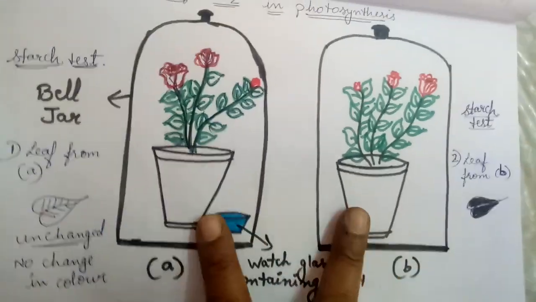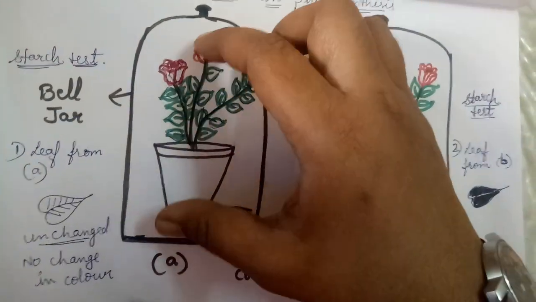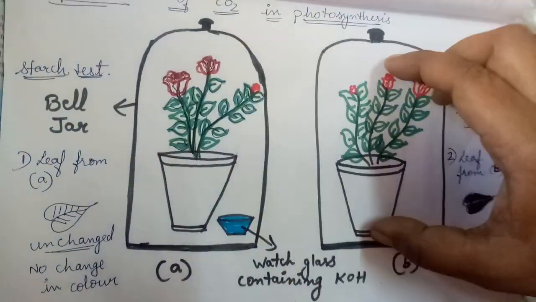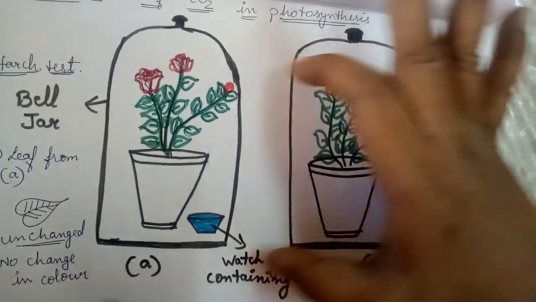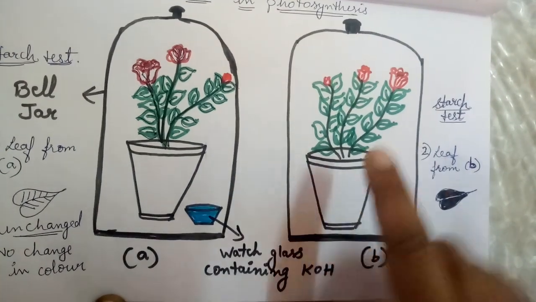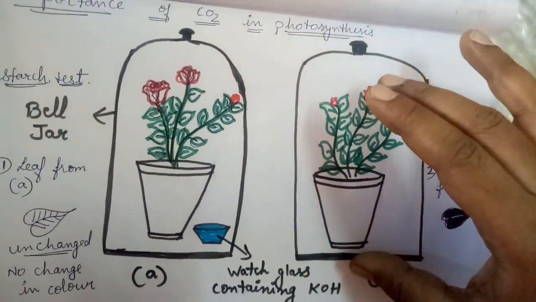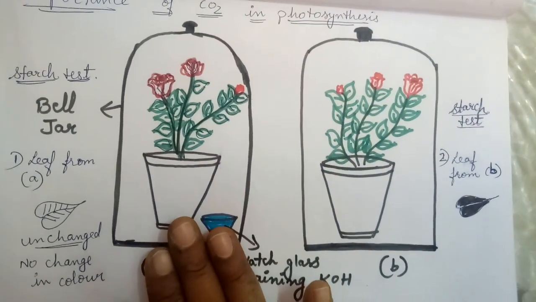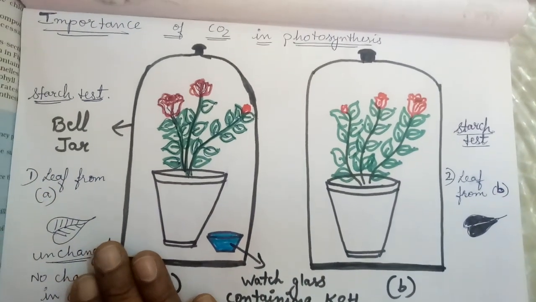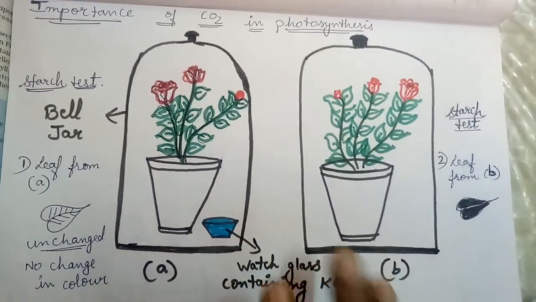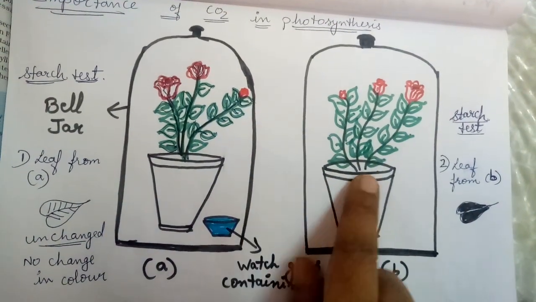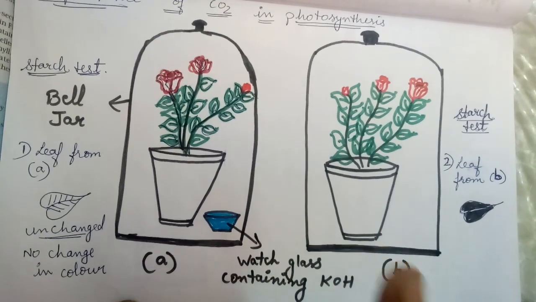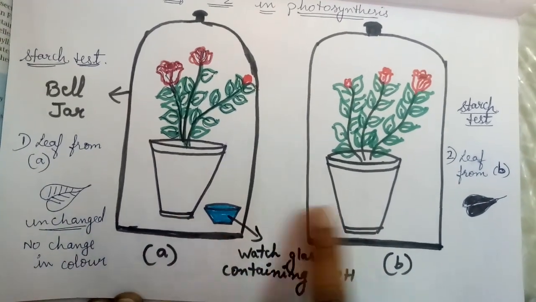Now see here, I have drawn two potted plants. We have to select two potted plants of the same height and of the same variety, the same way as we did in the previous experiment. What is the first step? Here we have to select two potted plants. The first step was to keep them in a dark room for 3 to 4 days.